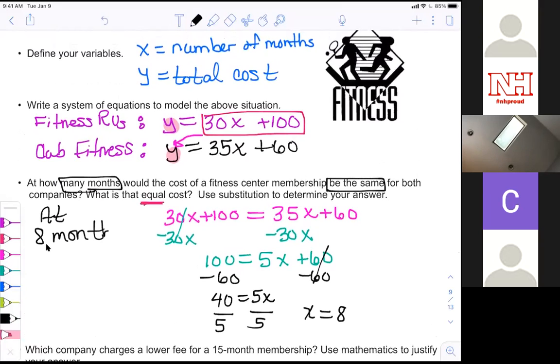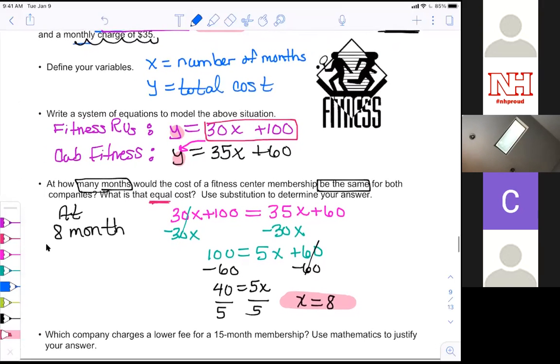So I could go to either one of these fitness clubs. And if I stay for 8 months, it doesn't matter which one I choose. They're both going to be exactly the same. But there's a second part to this question, and it says, what is that equal cost? So just like every other problem, when you find x, we need to plug x in to also find y. And that's what we're going to do so that we can also figure out the cost. And you can use either equation because it's the same amount for either equation.